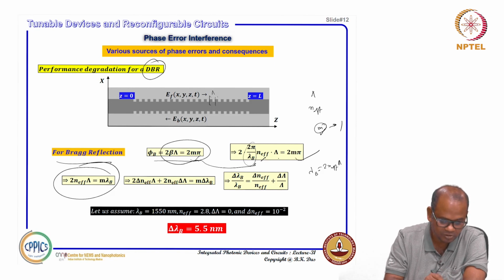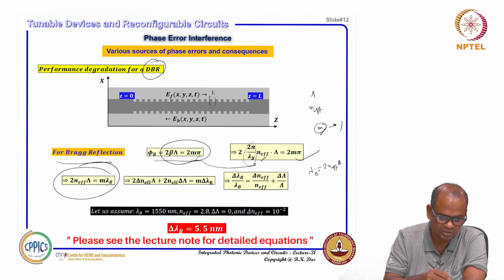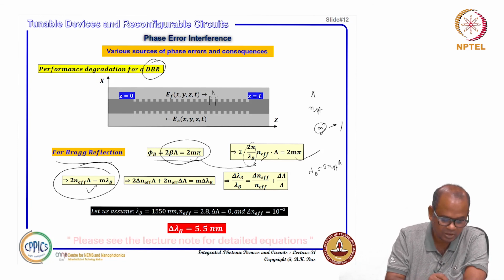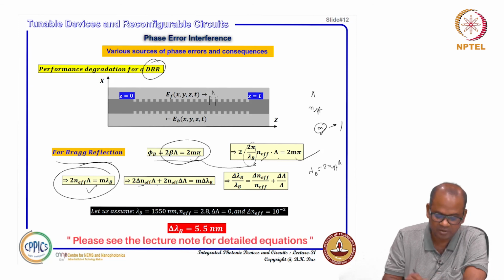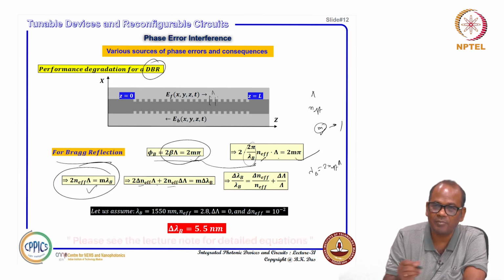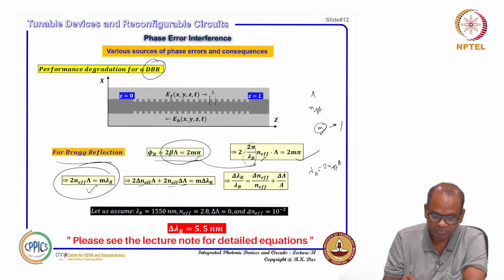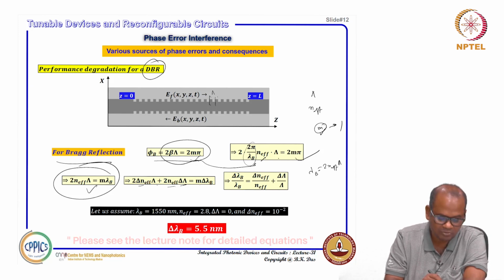Now if you differentiate both sides, then what you see: 2 delta n effective lambda, keeping 2 n effective constant, if any variation happens in the period, delta lambda, and m is the grating order we are considering the same, m delta lambda b.